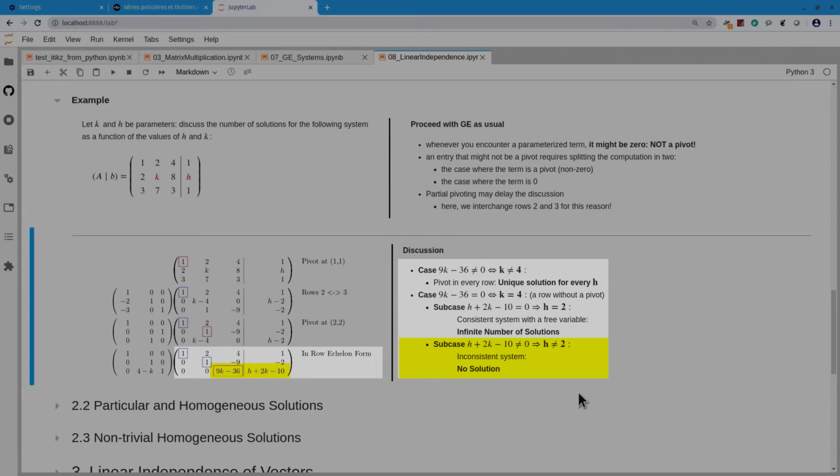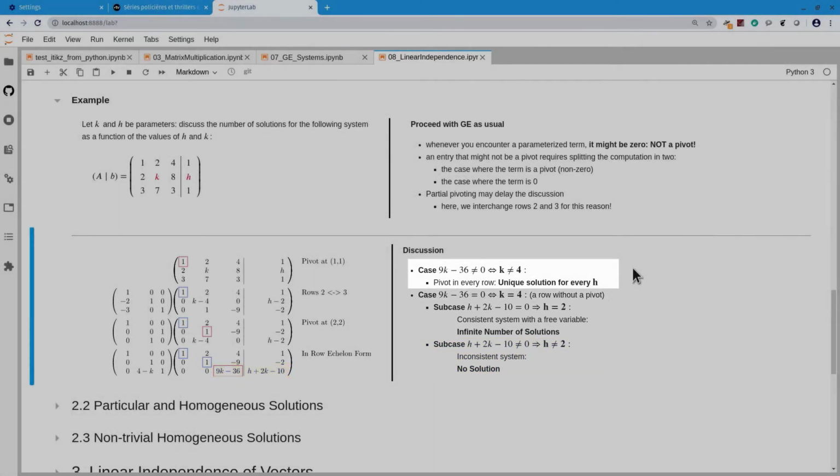So overall then, if k is different from 0, I have a unique solution for every h value. If k happens to be 0, then it depends on h. If h is 2, I have a consistent system with an infinite number of solutions. If h is different from 2, then I have a non-zero right-hand side. I have an equation 0 equal to a non-zero right-hand side, and I have no solution.